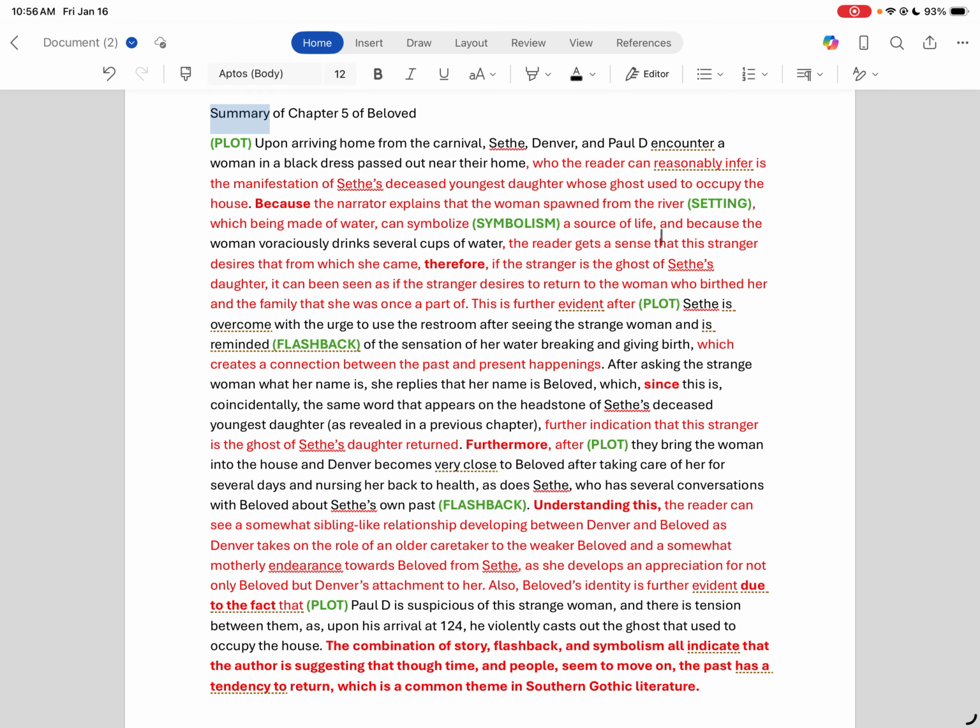But as we know, the meat and potatoes, the most important aspect of our essay is going to be the body paragraph, as well as the thesis, okay? And this is basically my topic sentence for this paragraph. This would be my thesis, right? So how she uses different techniques to say something about life. The past has a tendency to return. That's life, that's true in this text. It's true out of the text. That's a great theme, okay? Which is a common theme in Southern Gothic literature.